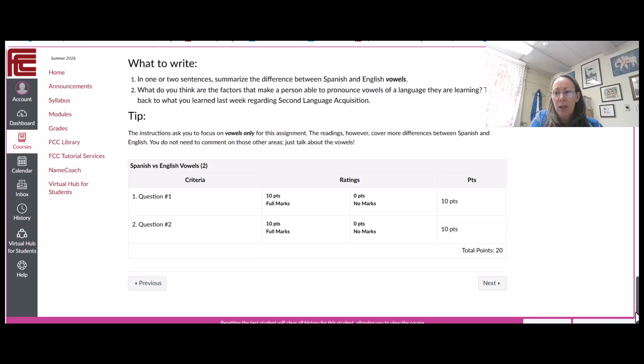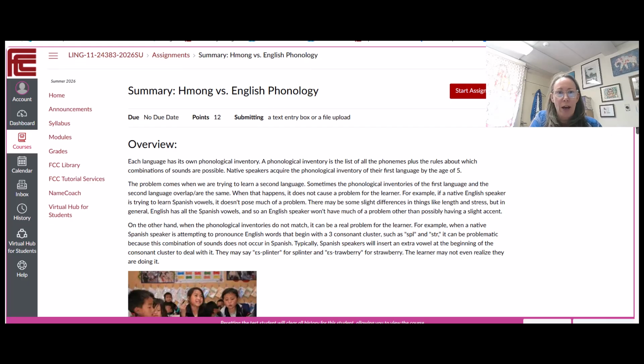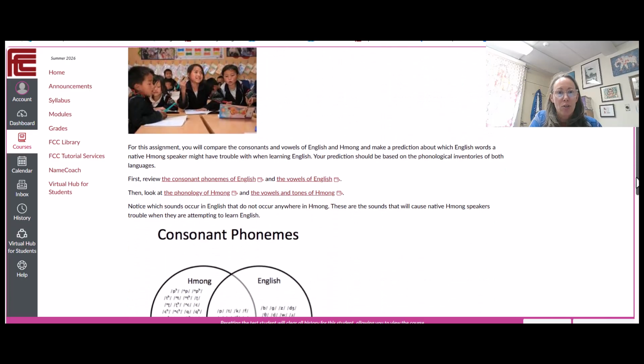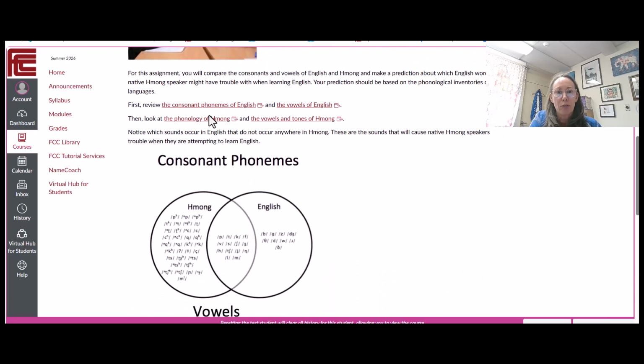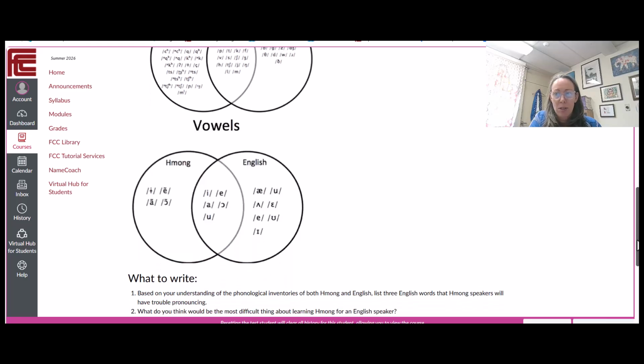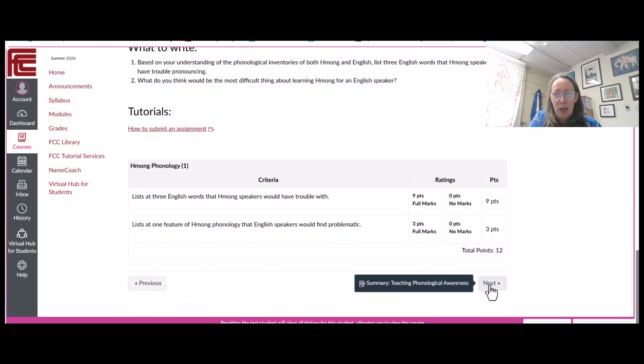And they really give a good overview of the difference between the quality of English vowels versus Spanish vowels. So that's what we are interested in. The next assignment is looking at all sounds, vowels and consonants, and this time comparing Hmong and English. So I have some links to different websites that explain this, and then also some Venn diagrams that show the different sounds, consonants and vowels, and then some questions for you to answer.